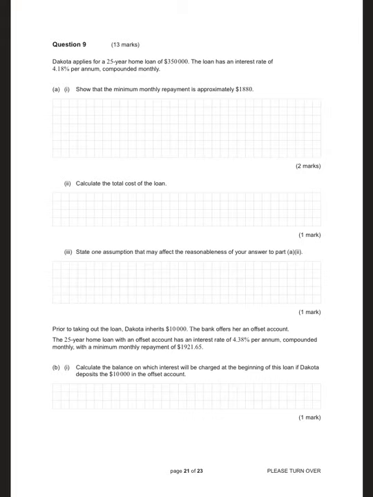Question 9, Dakota. So these names weren't too bad this time around actually. Dakota applies for a 25-year home loan, 350 grand, interest rate of 4.18, compounding monthly. Find PMT. n is equal to 25 times 12. Apps, Finance, TVM Solver, 25 times 12, 300. Interest rate is 4.18. The loan is 350 grand.